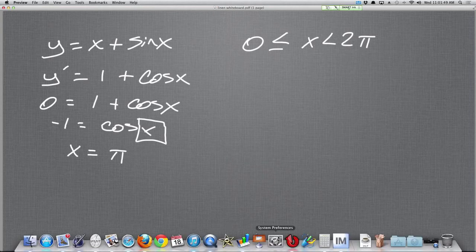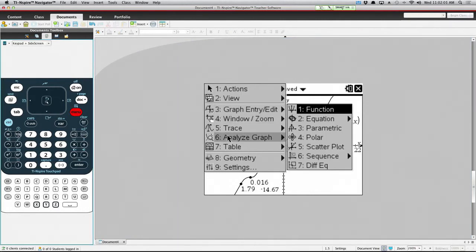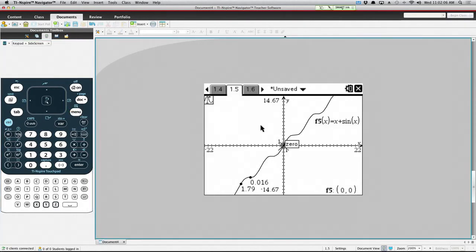So, let's see what that graph looks like. Now, let me see if I can show you exactly, trace. Let's see where pi is. Pi would be 3 point, and I wonder if I can plug that in. About right there, well, 3.3. Somewhere between here and there is pi. And can you see that it will have a horizontal tangent line?